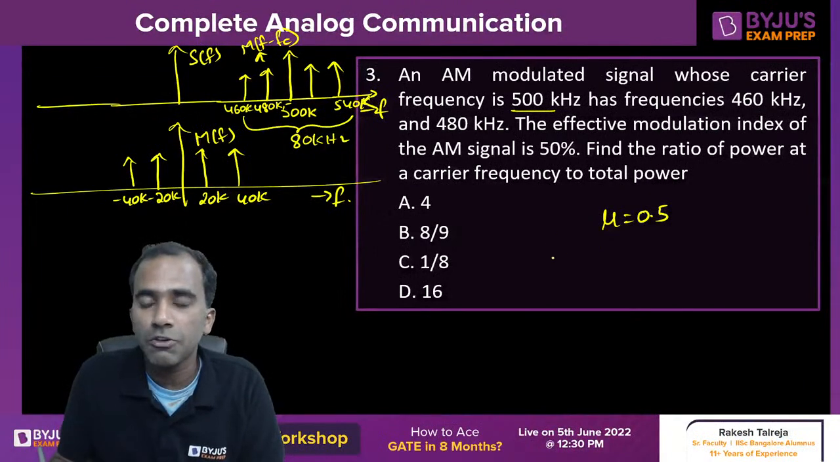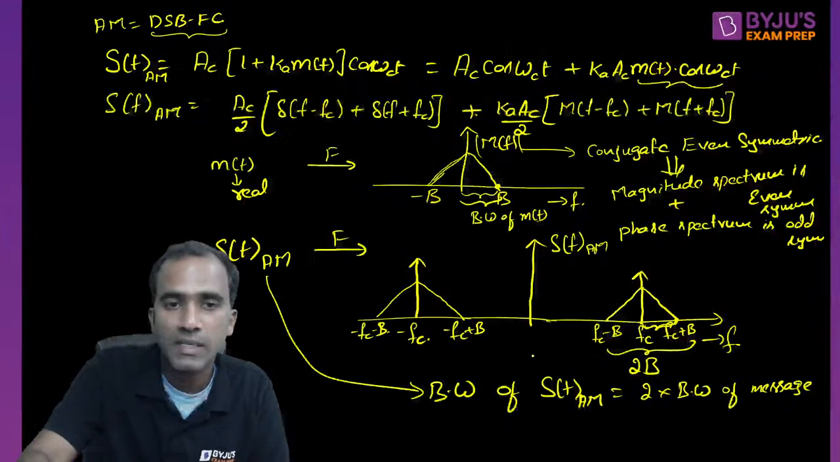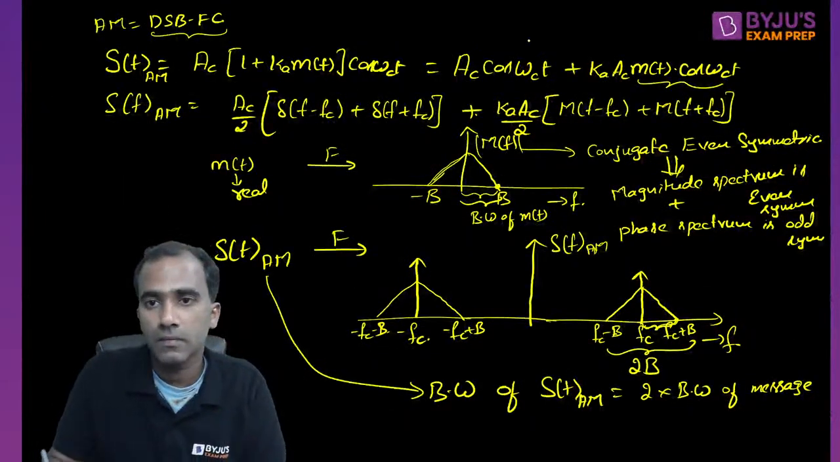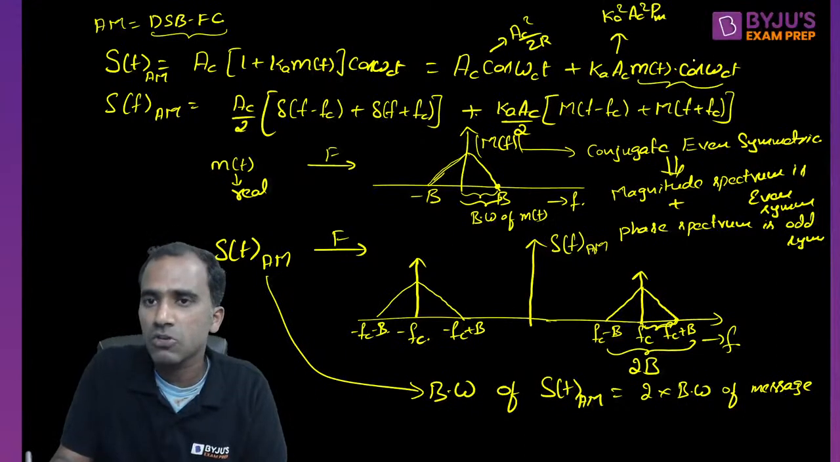Whenever they are asking the ratio of powers, deal with it like this. Power requirement in an AM signal is given as PC into 1 plus K square into PM. PM is nothing but message power. I'll just recollect it once again. The power in the carrier is AC square by 2. You can also write it as AC square by 2R if this signal is transmitted through an antenna of resistance R. What is the power in the message part? It is K square AC square, power in the message is PM, and power in cos omega t is 1 by 2. So it becomes K square AC square by 2 into PM.